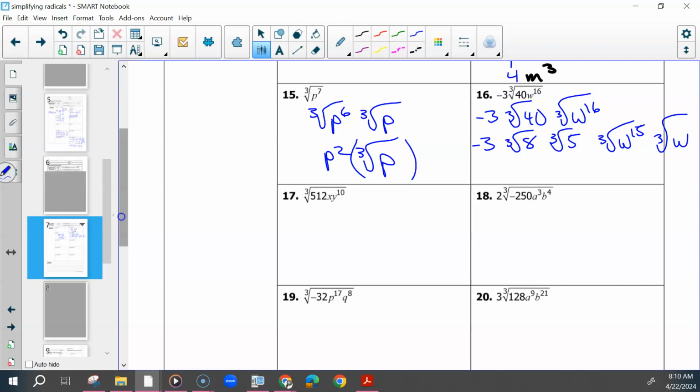Then breaking everything down, the cube root of 8 is what? 2. This would stay the same. The cube root of w to the 15th. Divide 15 by 3. W to the 5th, and then this will stay the same. I ran out of space. I'm going to write this over here. So then everything on the outside, we have negative 6 w to the 5th times the cube root of 5w.